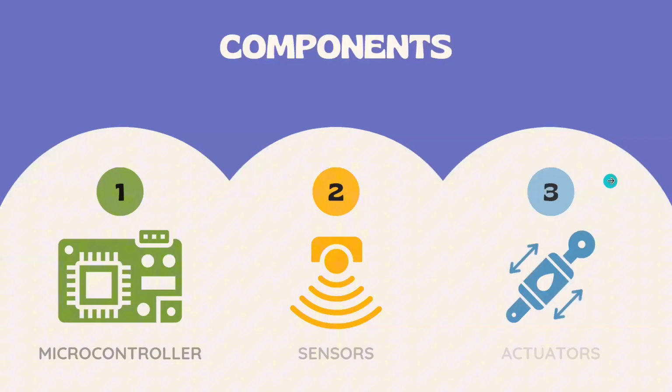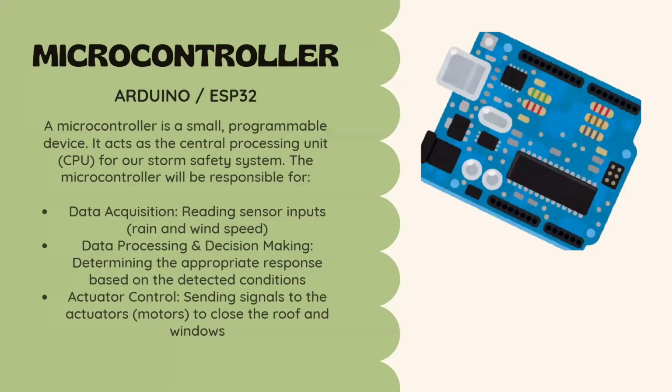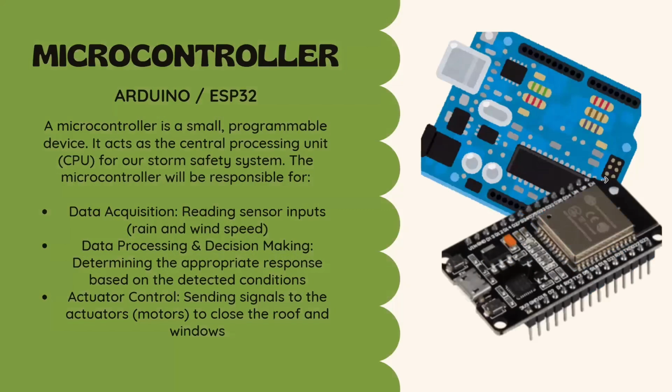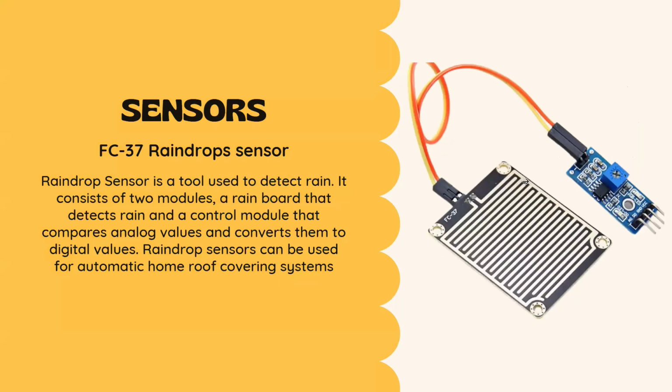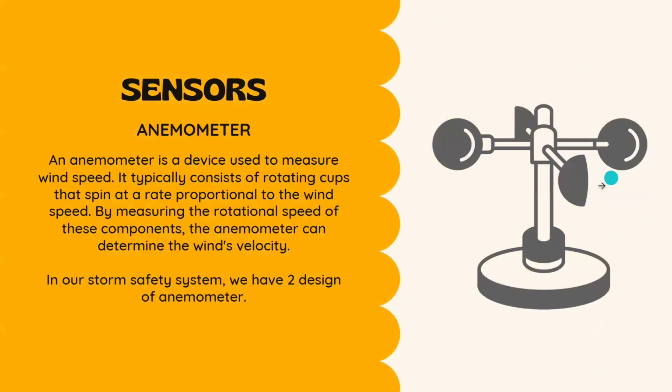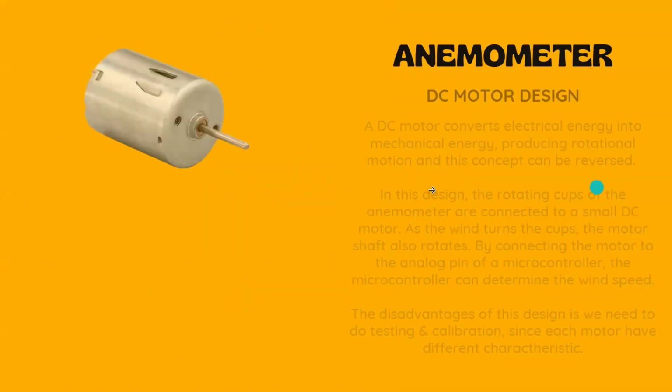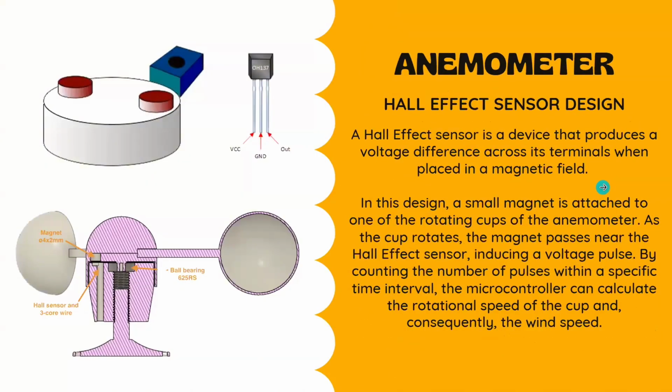For the components, we use the Arduino microcontroller. For the sensors, we use the FC37 raindrop sensor and the anemometer. The anemometer design that we use is actually a Hall effect sensor design, so it uses a magnet to detect the wind speed.